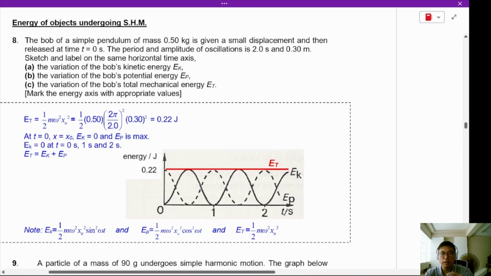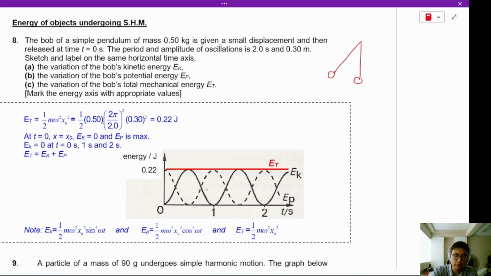Before we begin question 8, we need to first draw the position of the pendulum at time t equals 0. Now this is the pendulum, okay? It's given a small displacement and then it's released at time t equals 0. So that means at time t equals 0, it's over here. Then it goes over here and then it comes back. That is time t equals the period.